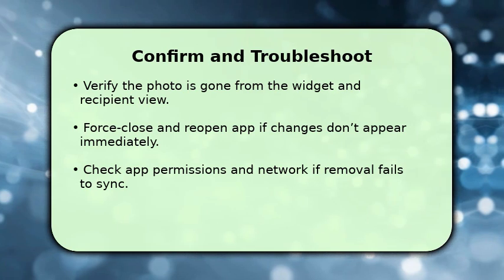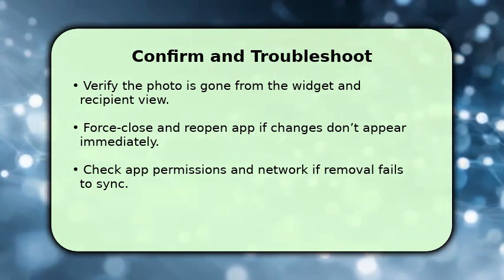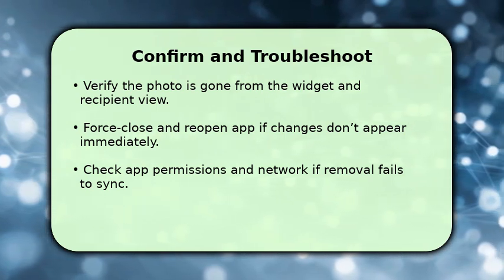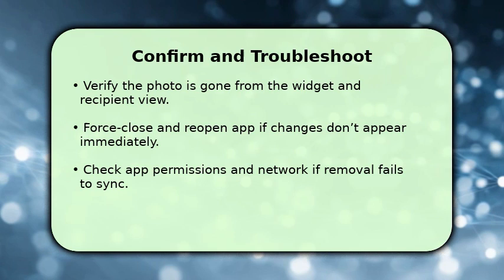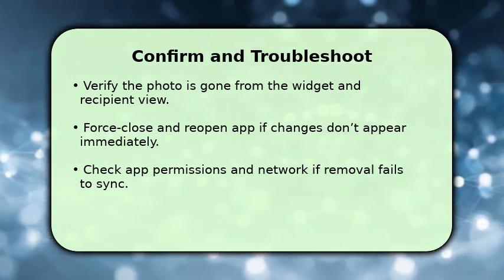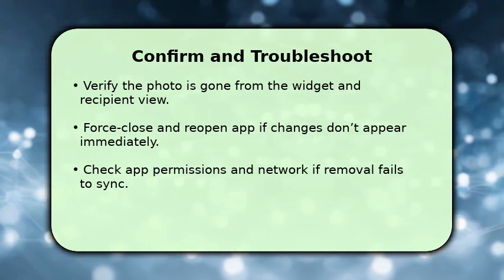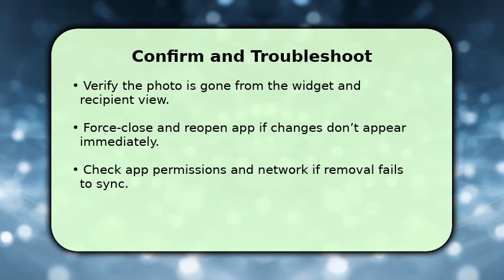If it still appears, force close Locket and reopen it, then refresh or restart your phone, because cached images sometimes linger. If removal still fails, confirm Locket has storage and photo permissions and that you're online, as poor network or denied permissions block sync. One quick troubleshooting tip: log out and back in only if everything else fails, since that forces a fresh sync.